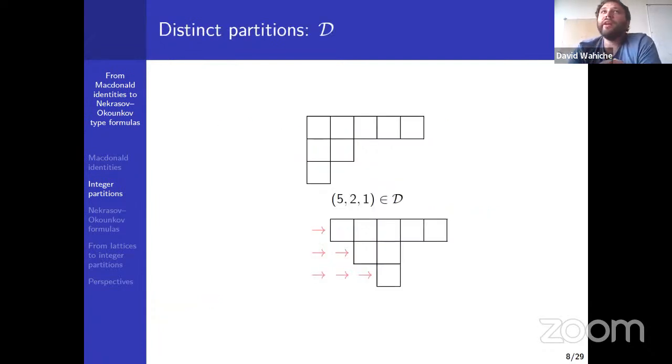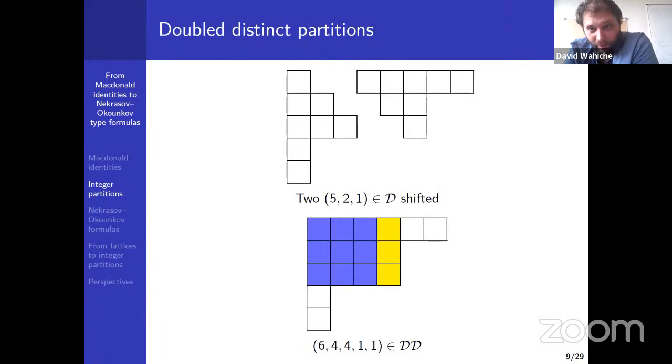Okay, so now if you want to add some more constraints to partitions, let me introduce the set of distinct partitions. It can be seen as a Ferrers diagram with no consecutive parts being equal. So in this case, for instance, you could not have a partition with a second part equal to 5. So I take the distinct partition, and then I'm going to shift the first row by 1, the second row by 2, and the third row by 3. I'm going to then double it and flip it. So I have 2 shifted distinct partitions, and I'm going to glue those 2 parts together, and it gives a subset of partitions, which is the double distinct partitions.